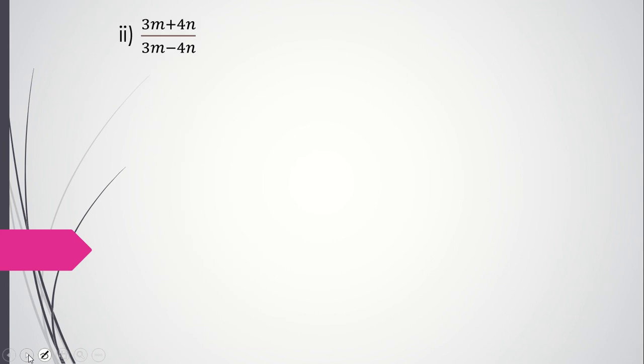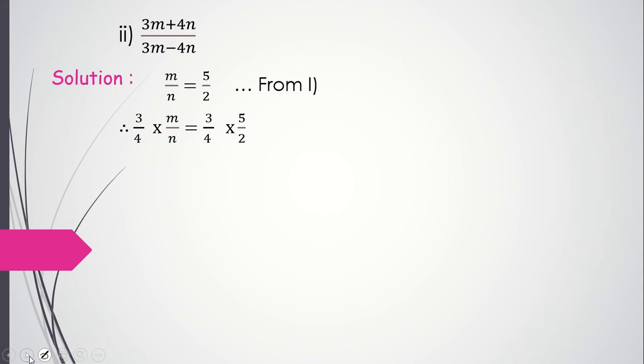Then next this ratio is given. Let's see, m upon n is equal to 5 upon 2. We will use that in order to get the answer of the other ratio. Now here we need 3m and 4n. So we will have to multiply the numerator by 3m and the denominator by 4n. So multiplying both sides by 3 upon 4, we will get 3m upon 4n is equal to 15 upon 8.